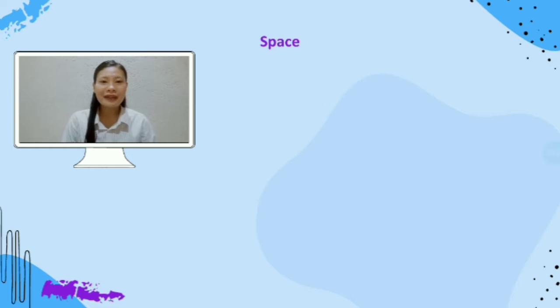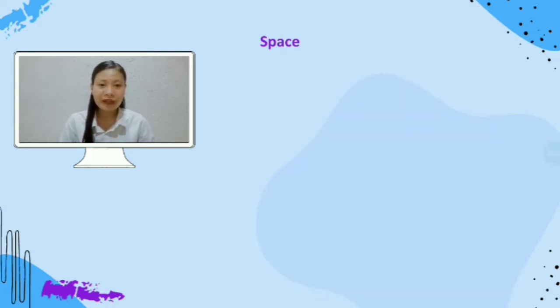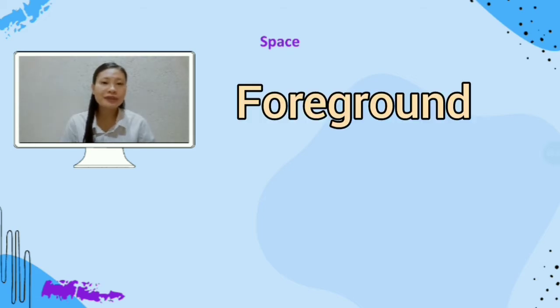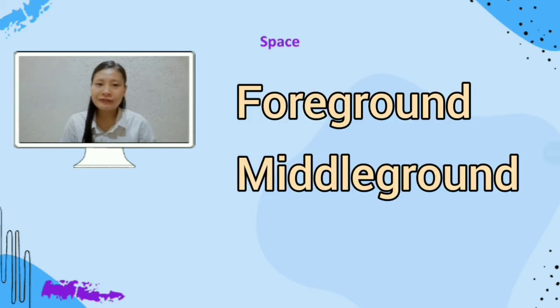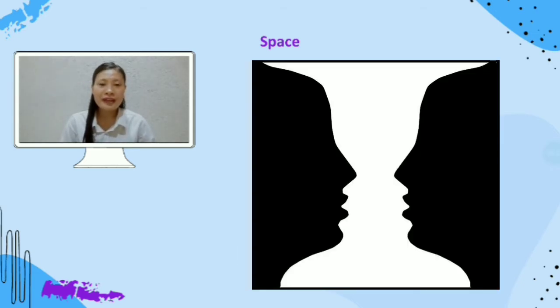The next element is space. Space refers to the physical space within objects and the area that separates them. Space can be positive or negative. The area occupied by the objects is called positive space, while the area between objects is called negative space. This includes foreground, middle ground, and background. Space can be manipulated in art based on how the artist uses lines, shapes, form, and color.